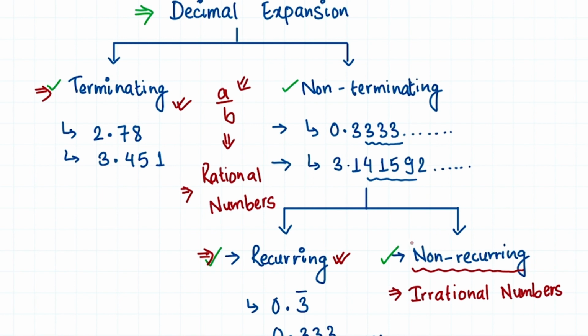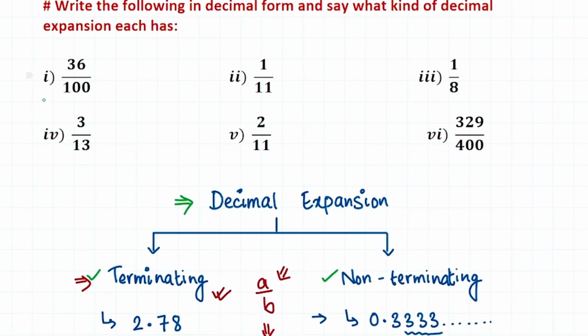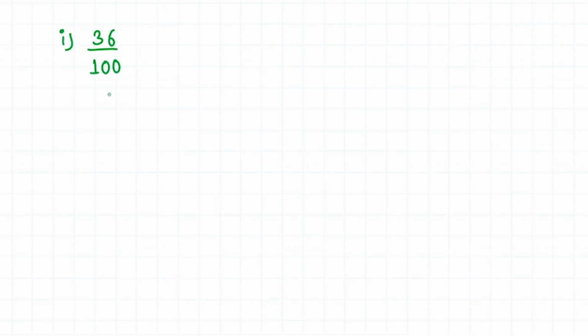So let's see if our fractions are either terminating or recurring non-terminating. So we have our first fraction as 36 by 100. Okay, so I have just copied our first question over here. Now 36 divided by 100 is 0.36, okay?